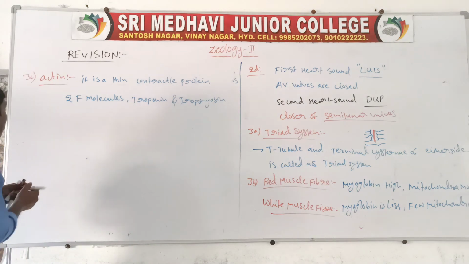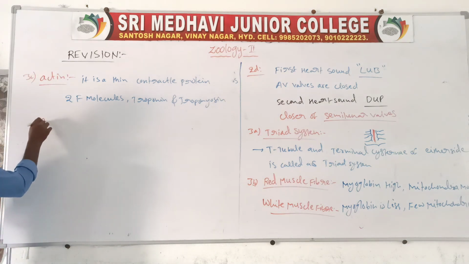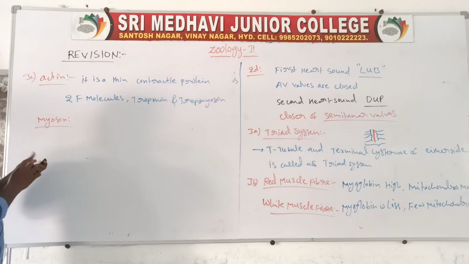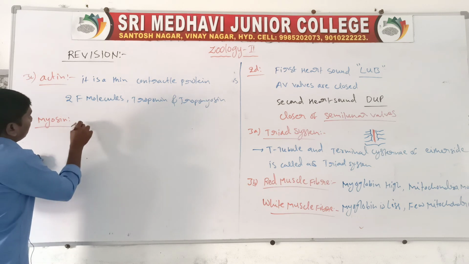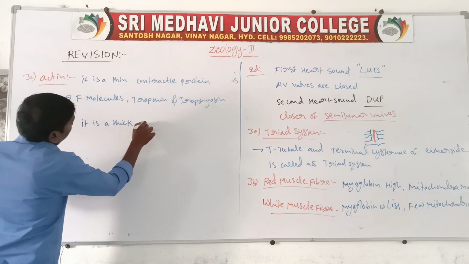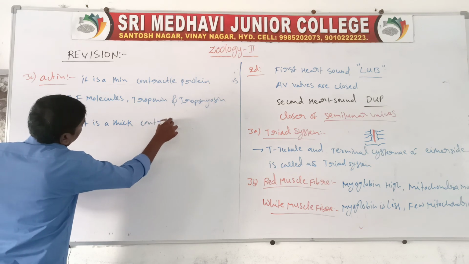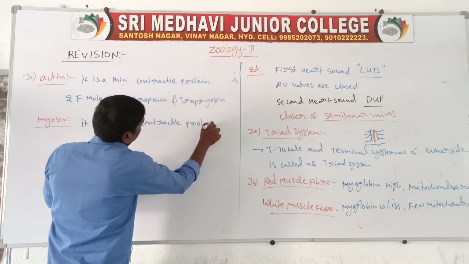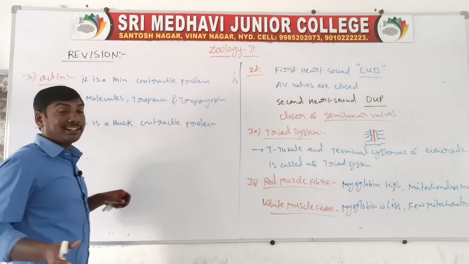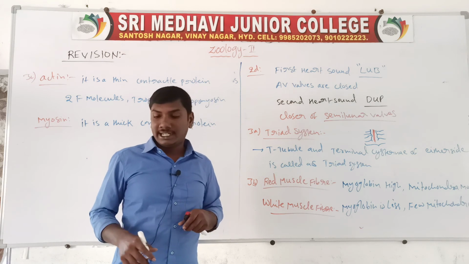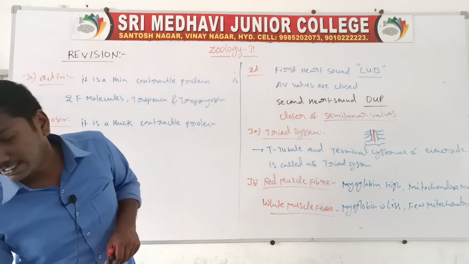Next one, myosin. It is a thick contractile protein. It is present in the dark bands.